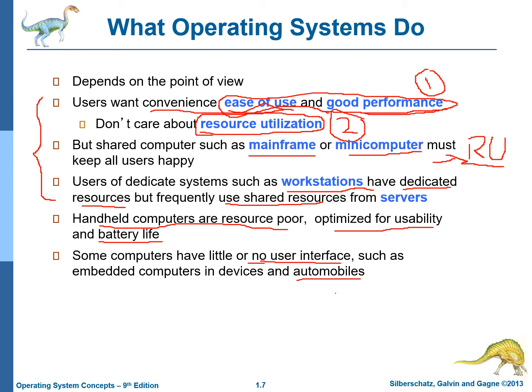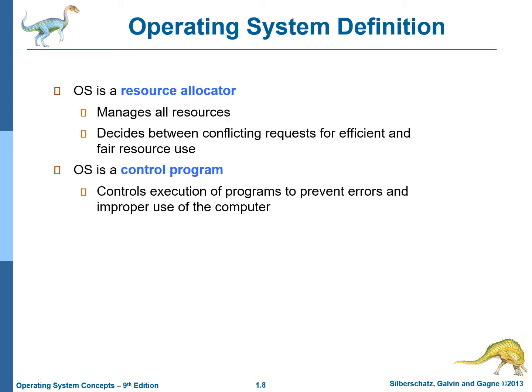So the key takeaway point is, the operating system will either try to increase the user experience, or it will try to maximize the resource utilization. What it does depends on the type of operating system. Okay. So these are the two primary roles of an operating system.